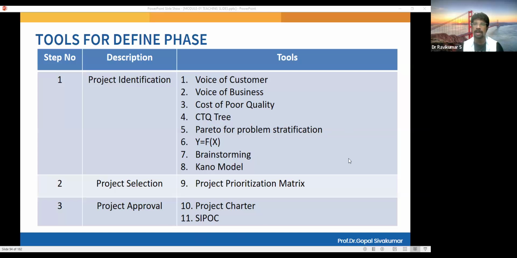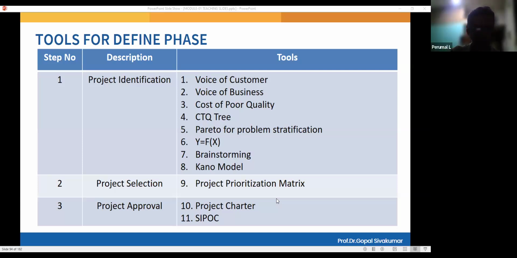Okay, guys. Now, what about the project selection? You have a Pareto chart. You also have a project prioritization matrix to help you get this job done. That is project selection. Then project approval. The project has to be approved by the top management, right? That can be done when you create a project charter.